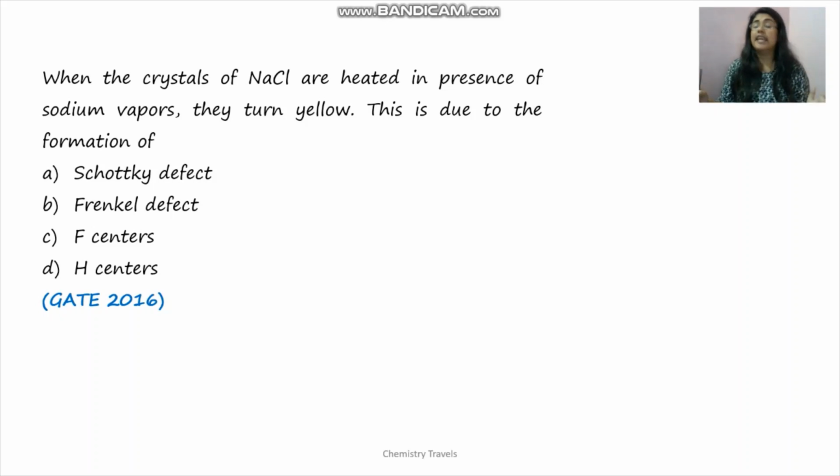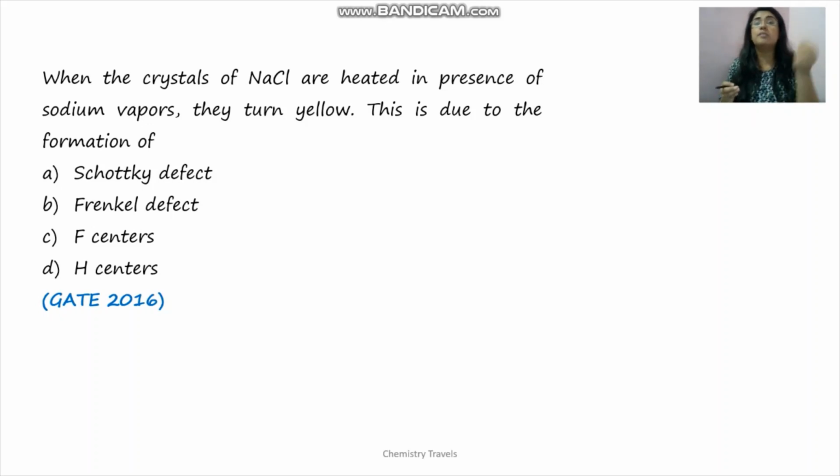So this is a GATE 2016 question, and the question says that when the crystals of NaCl are heated in the presence of sodium vapors, they turn yellow. This is due to the formation of which of the following defects? Whether it's due to a Schottky defect, Frenkel defect, F center or H center is the question. And when we study defects, we study the non-stoichiometric part, and the anionic vacancy part, like sodium chloride, when it is heated in the presence of the vapors of sodium.